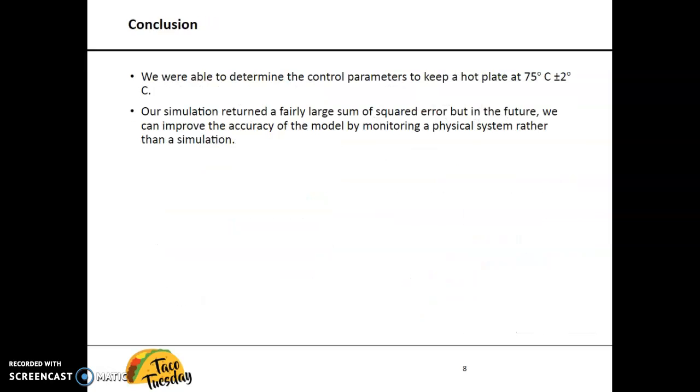In conclusion, we were able to find accurate control parameters from our simulations that fit the model that we built, and we have plans to improve our model in the future and test higher order systems.